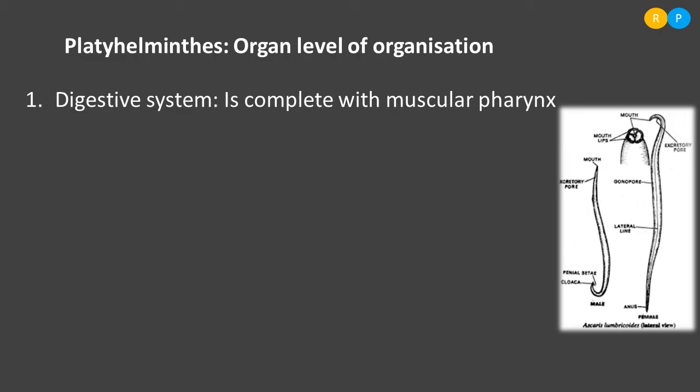So that digestive system consists of two openings. One is for ingestion. The mouth helps in intaking of food, and then the food gets digested in the digestive system, and then the undigested solid waste is thrown out from the body through the anus. So that digestive system is complete.